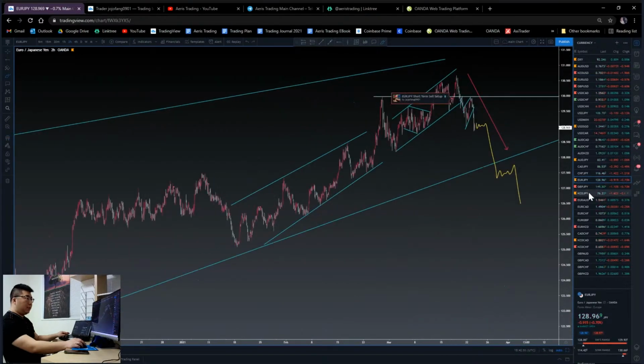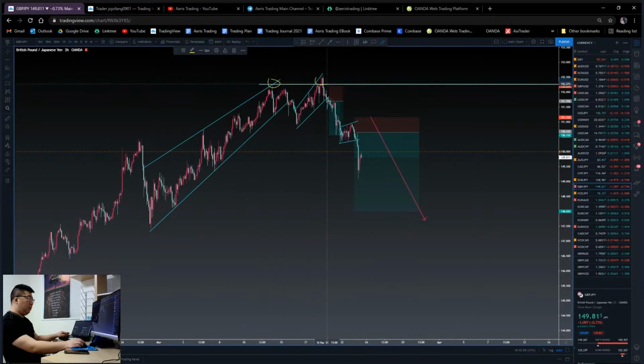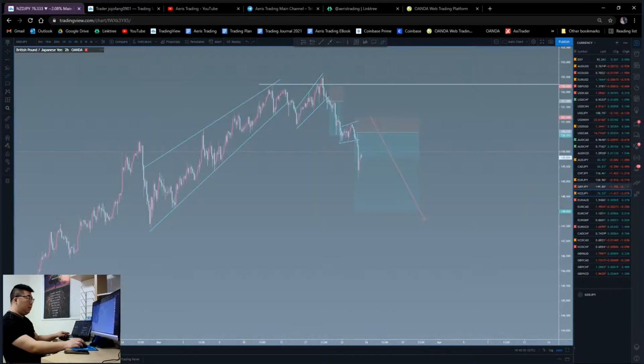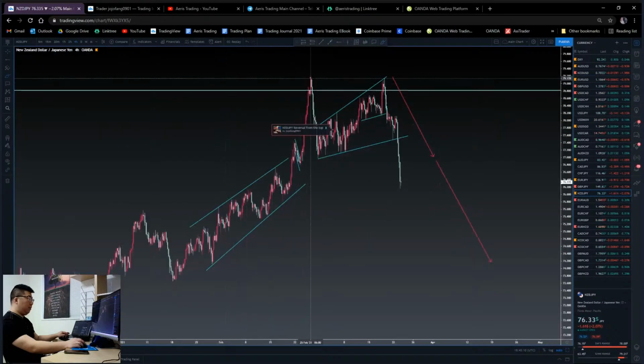Pound yen, we talked about liking the double top here, an M-style pattern, and then we have the large impulse down followed by correction. Expect this move to reach the low here. Kiwi yen is also looking great. We have this impulse down followed by an expanding structure. So, double top continuation. Expect this move to go to the next low.